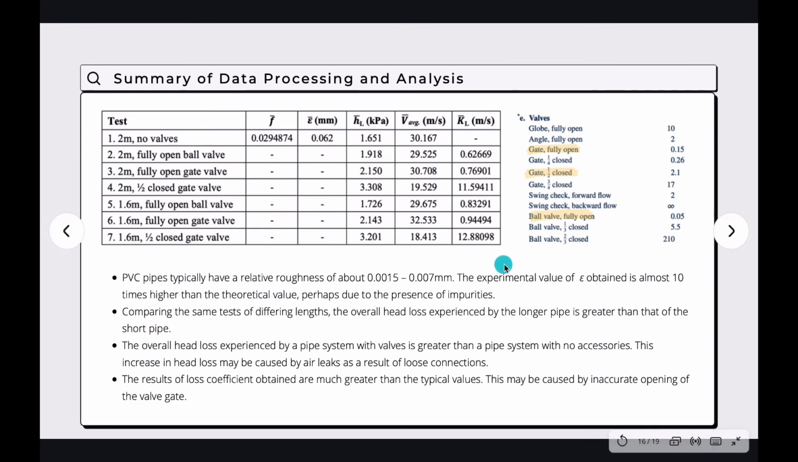The results of loss coefficients obtained are much greater than the typical values. This may be the result of inaccurate opening of the valve gate, as there is no way of making sure whether the valve is accurately positioned at half closed. As a matter of fact, the obtained value of loss coefficient for the half-closed tests are much closer to the theoretical value of the 3/4 closed valves.